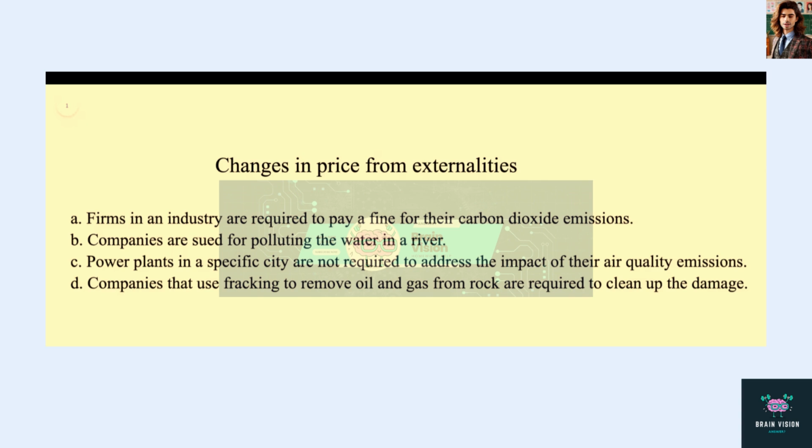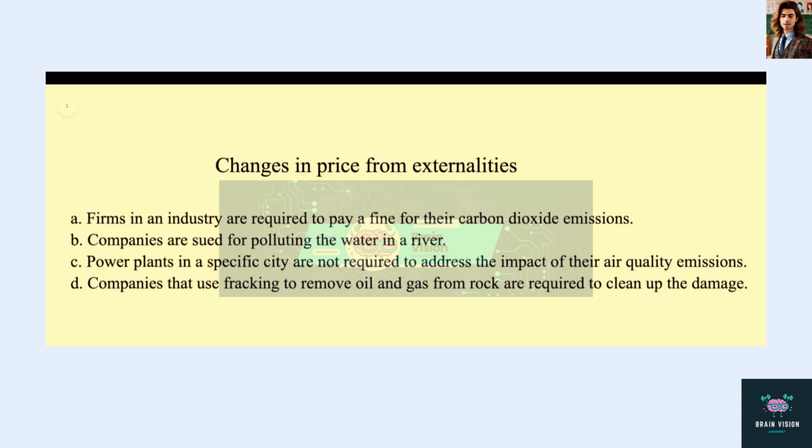Let's talk about how the equilibrium price might change when you have some kind of externality corrections. Let's look at it. Firms in an industry are required to pay a fine for their carbon dioxide emission. Well, if they're required to pay a fine, the supply is going to decrease, right?